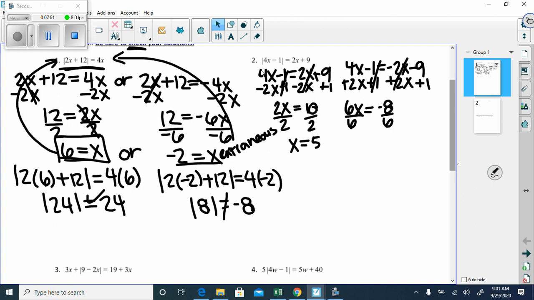And that's not going to come out a nice neat number. It's going to be a decimal, right? So I'm going to leave it as a fraction. But this will simplify, right? They're both even. So I can simplify this to x equals negative 4/3.